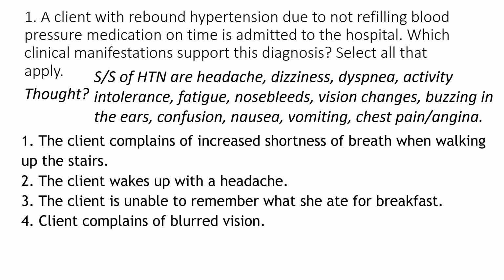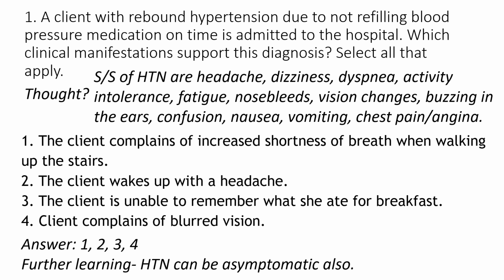And if we did the true-false method, 1 is true, that goes along with the activity intolerance and dyspnea. Number 2 is true, they can complain of headaches, especially early in the morning. Number 3 is true, that can go along with the confusion issue. And number 4 is true, the vision issues. So all the answers are correct, and in the further learning, it's also good to remember that hypertension can also be asymptomatic, but in this case, we are looking for symptoms.